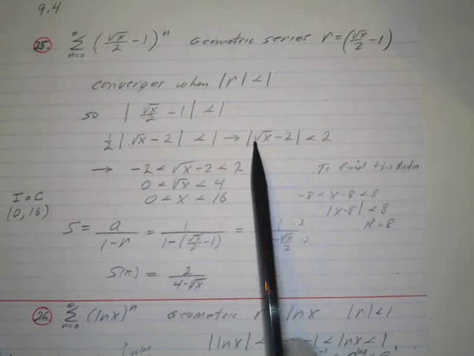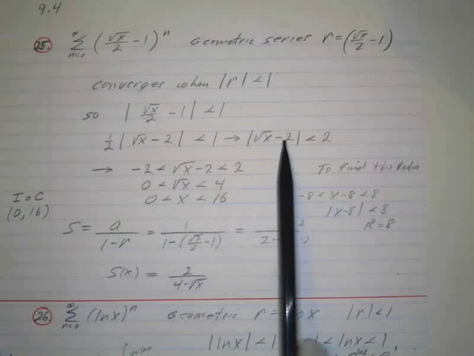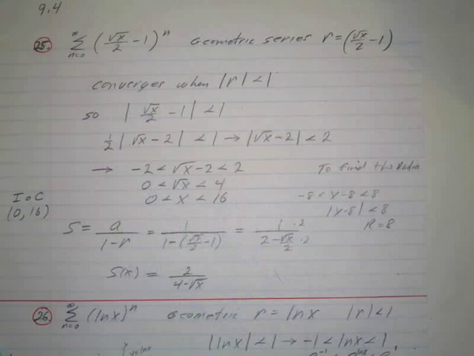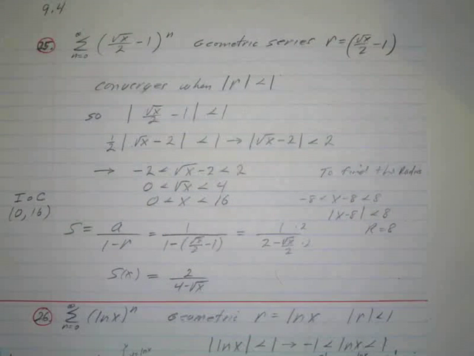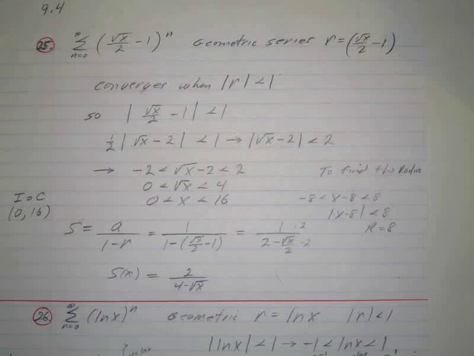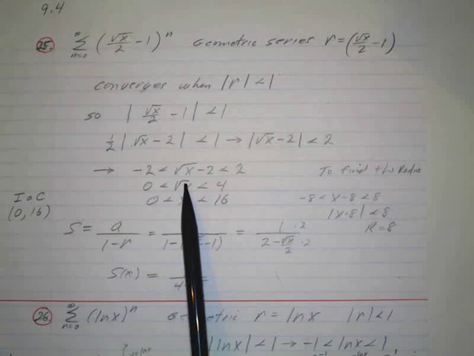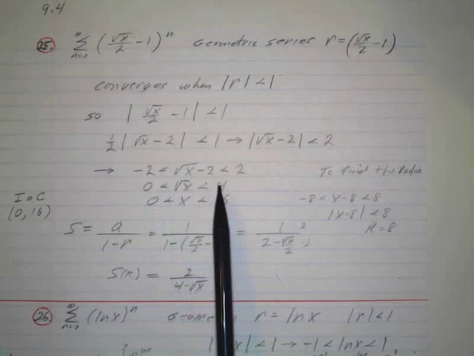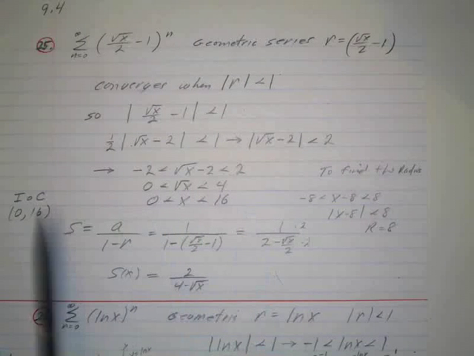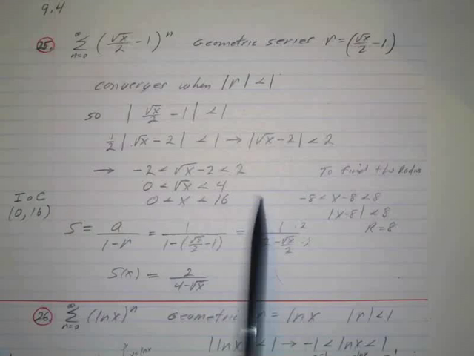And then I can set my inequality that the square root of x minus 2 will be between negative 2 and positive 2 to remove the absolute value bars. And then I can add 2 to both sides. And I got the square root of x, so I could square both sides. If I square 0, I get 0. If I square 4, I get 16. So this is my interval of convergence, 0 to 16.